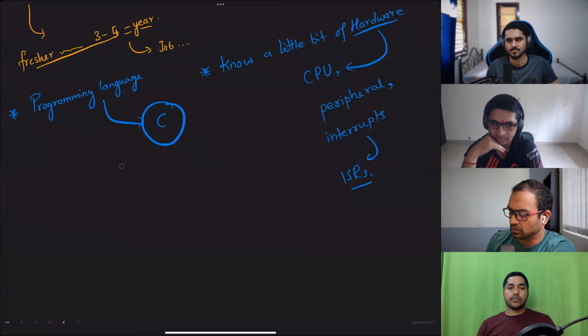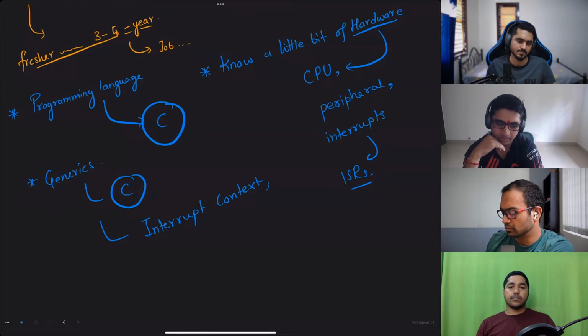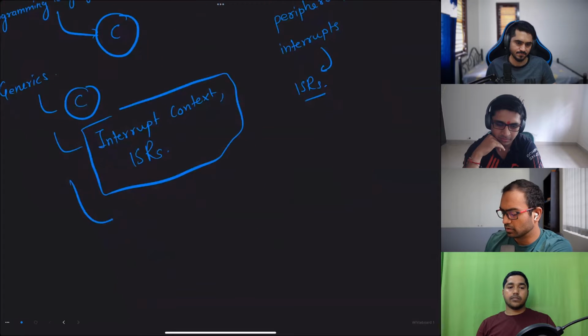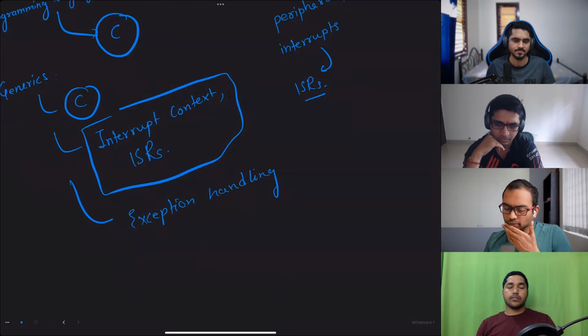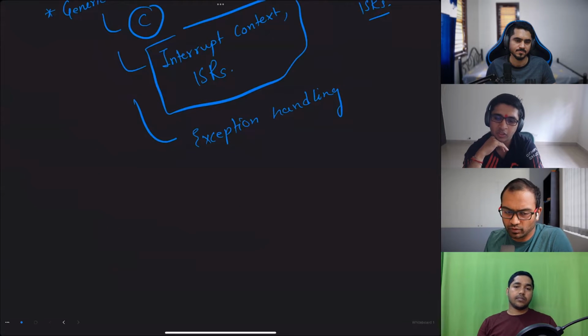So let me say some generics. I would say the C language is a must. Then maybe interrupt context, and being able to write ISRs. And second, exception handling. Right. So maybe let's go back to the point when you were a fresher. What all did you know?